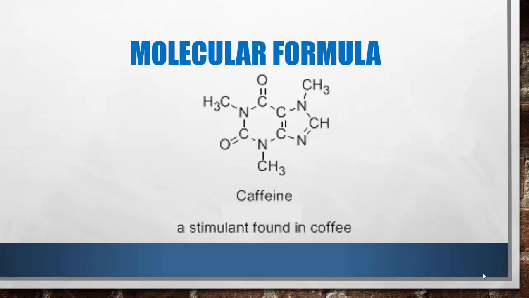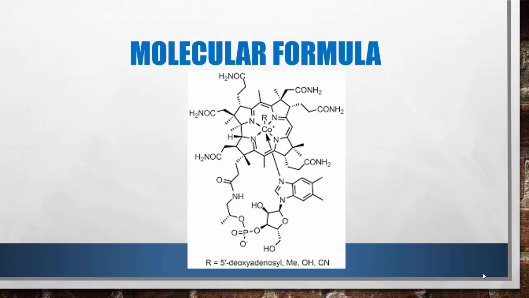For the caffeine, it turns out that you have 8 carbons, 10 hydrogens, 4 nitrogens, 2 oxygens. So you would write the molecular formula like this. Last but not least, for our examples, you have vitamin B12, which happens to have 63 carbons, 88 hydrogens, 1 cobalt, 14 nitrogens, 14 oxygens, and 1 phosphorus. So its molecular formula would look like this.